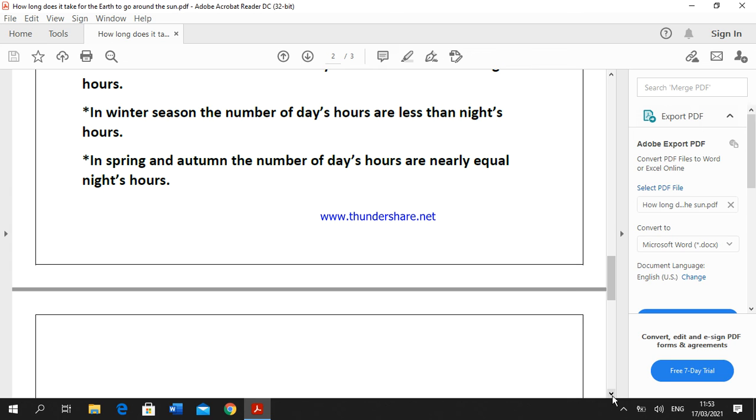Pluto, Ceres, Makemake, Haumea, and Eris, there are 5 dwarf planets, okay, discovered by the NASA agency.